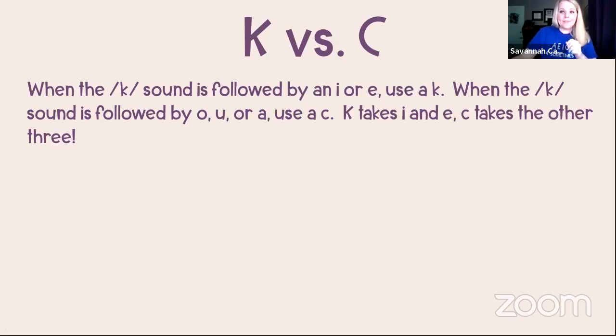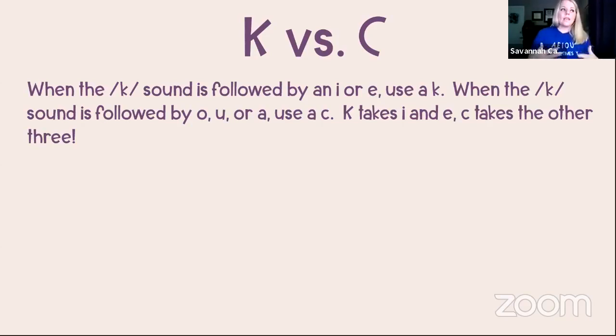We all know that we have kiddos who say cat is spelled K-A-T, and you just stop, that's not it. But there actually is a rule for when we use K and when we use C to represent the K sound at the beginning of a word. This is what I want you to remember. If the K sound is followed by an I or an E, we're going to use a K. If the K sound is followed by O, U, or A, we're going to use a C.